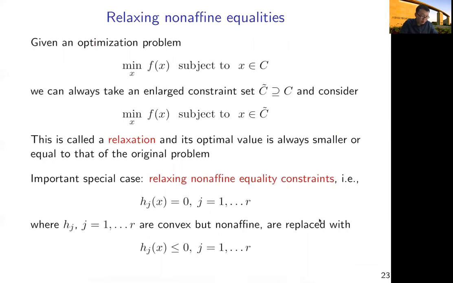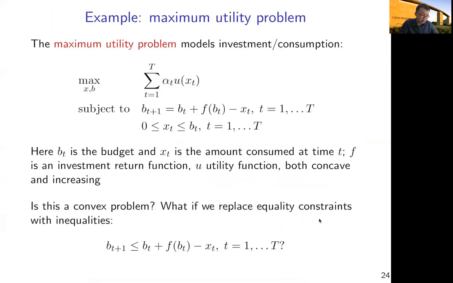For instance, sometimes we have h_j(x_i) = 0, where h_j is not an affine constraint. Often it is without loss of generality to actually replace this with an inequality constraint, so it becomes a convex optimization problem in its standard form. There are many cases where you can do that, and the support vector machine example is just one of them.